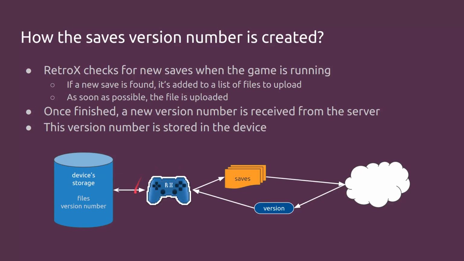So when RetroX is looking for new saves, let's think that a new save is found. That save is uploaded to the server, and the server returns a new version number, and that version number is stored. And that's all. It's quite simple, this part. A new file is found, uploaded, and a new version is created and stored. That's all.